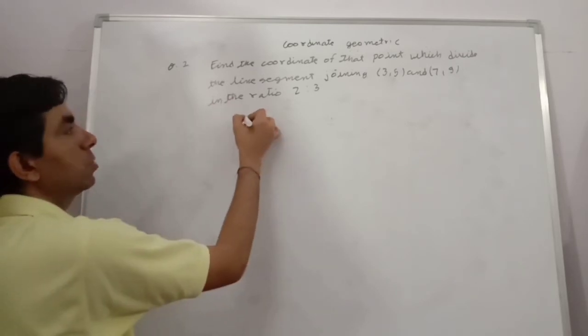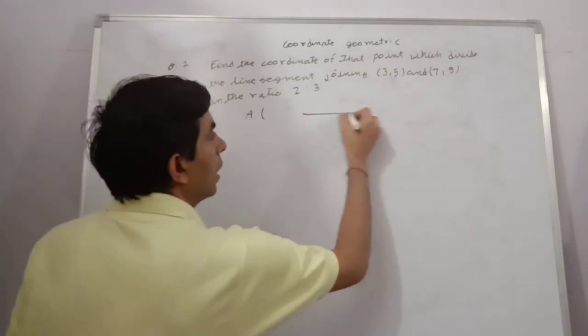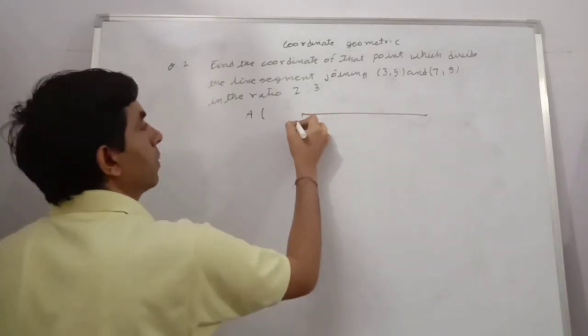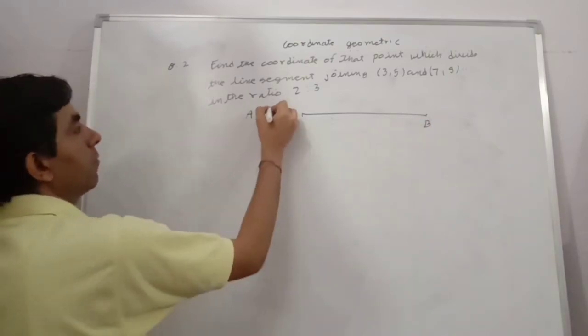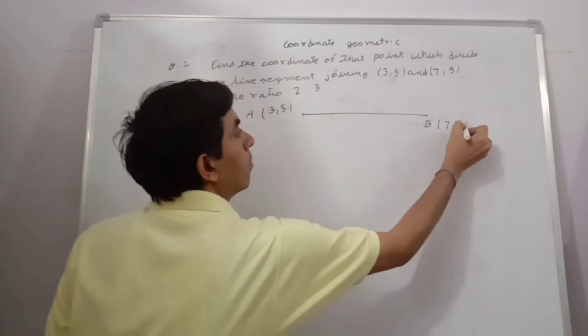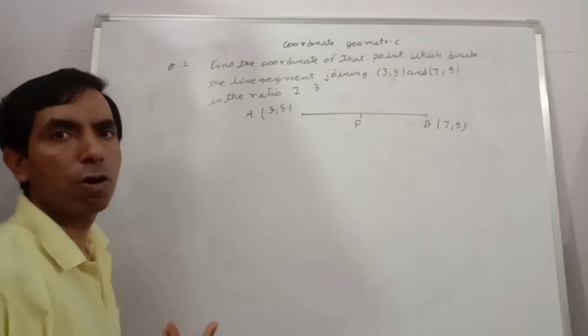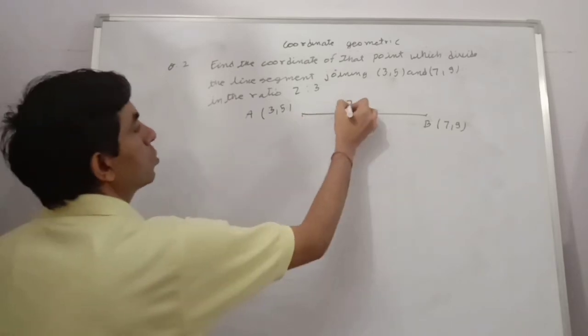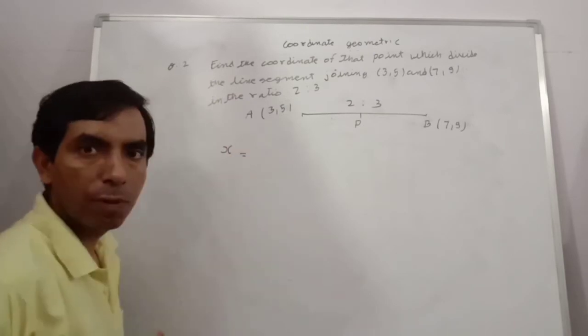Generally, first you write the names of the points by drawing a line segment AB. A's coordinates are (3, 5). B's coordinates are (7, 9). In the middle, suppose there is a point P. It is our choice, and the ratio is 2:3. By this method we can use the section formula.